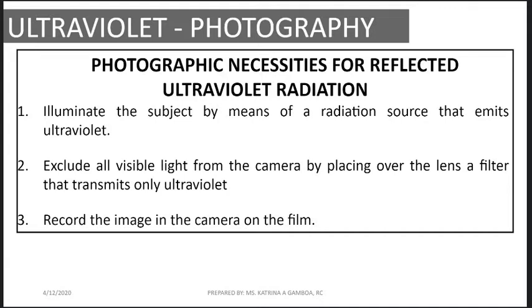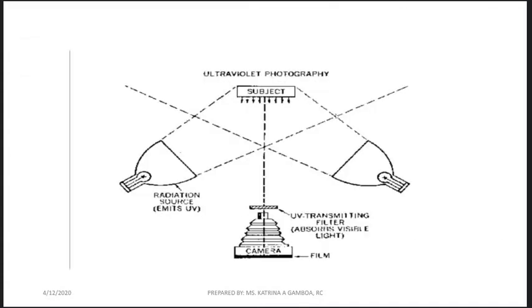So, maglalagay ka ng filter na ang tinatransmit lang ng filter na yon sa camera mo is the UV light only. Yan. And then, you need to record the image in the camera on the film. Ganun ang reflected. Always remember, kapag reflected, gagamit ka ng another device that emits. Pag sinabi natin emits, nagbibigay or nagiging source mo ng ultraviolet, and then you will use a filter para ma-exclude lahat ng unwanted lights. Ang gusto mo lang na pumasok sa camera mo is yung ultraviolet light. That is reflected ultraviolet radiation.